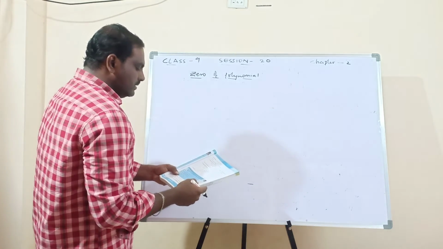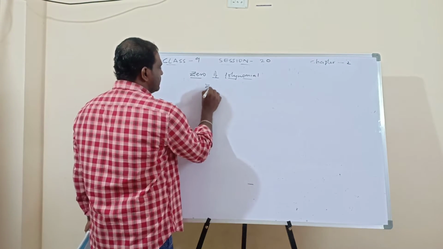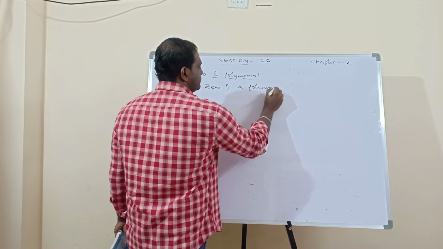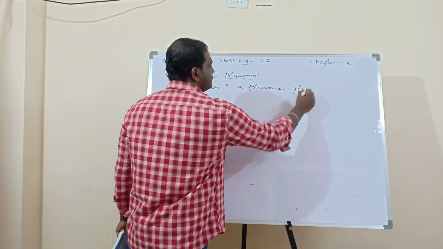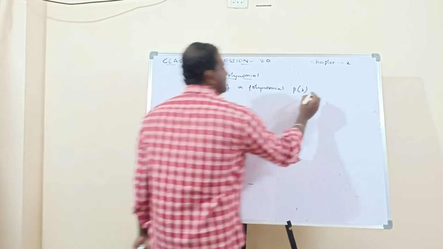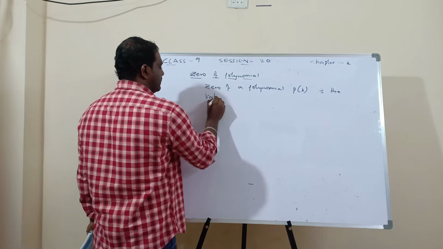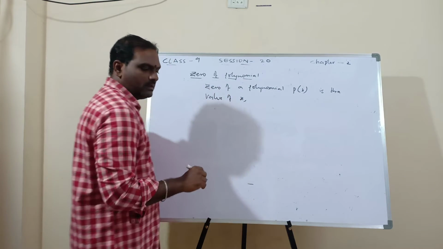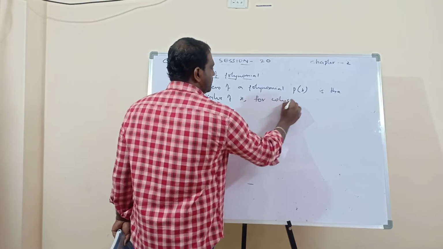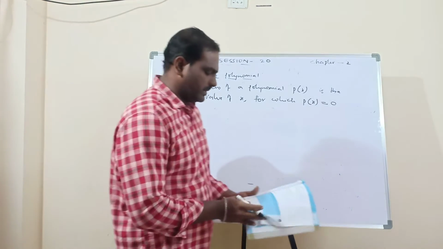It's given. We can say that the zero of a polynomial p of x, where p is a polynomial and x is the variable, is the value of x for which p of x is equal to 0. That is the zero of a polynomial.